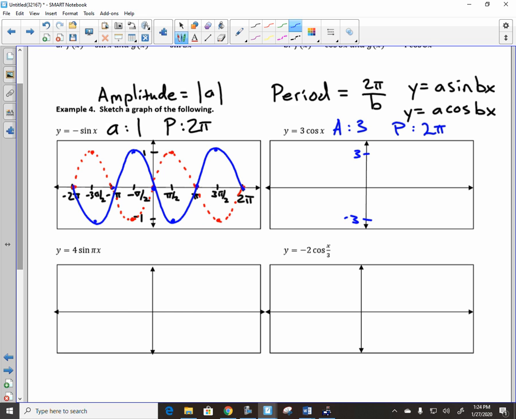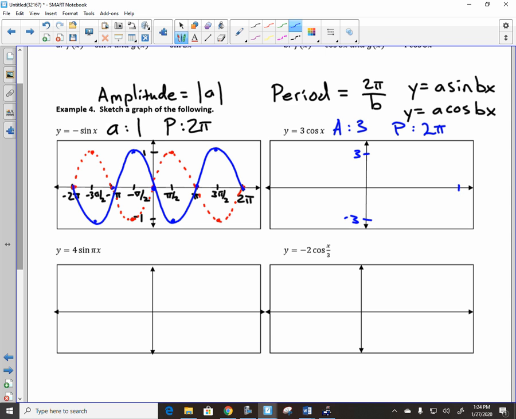Nope. Thank you for asking the question. The period is 2 pi divided by b. B is the number that sits in front of x. And because x is 1, 2 pi divided by 1 is 2 pi. Thank you for asking that question.